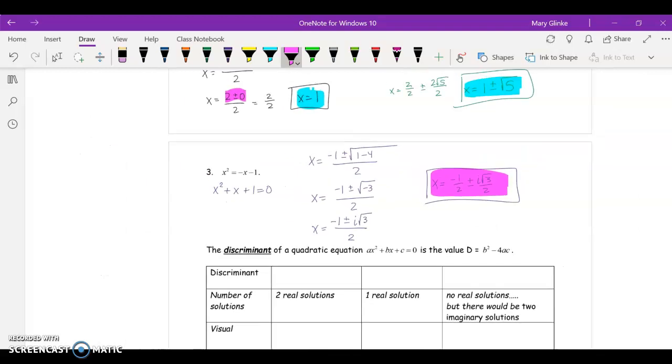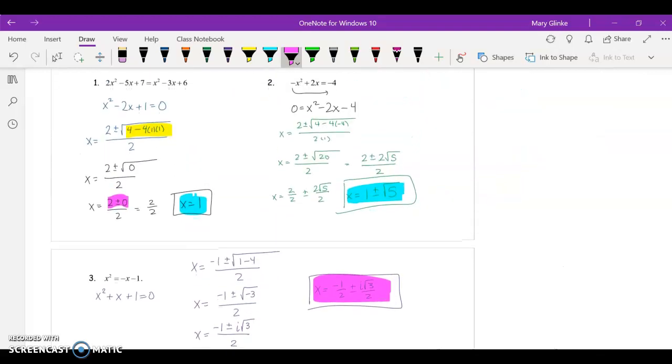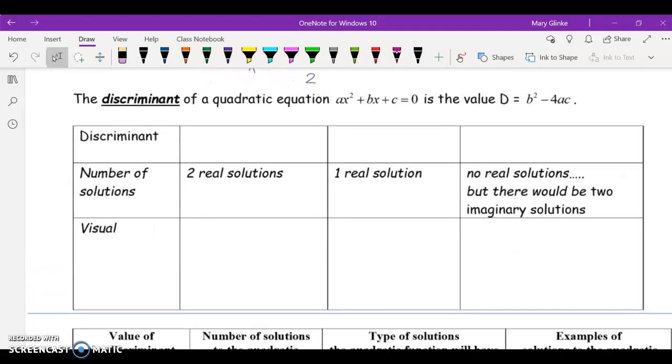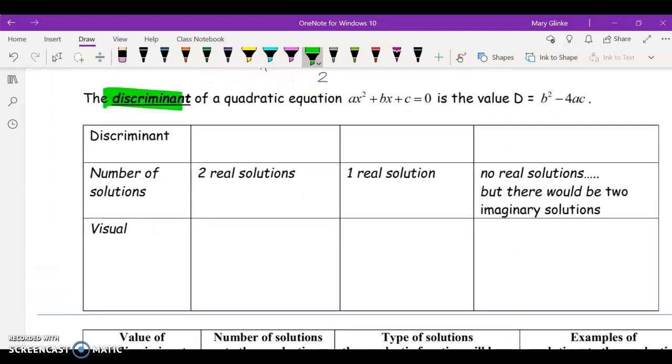So we have 3 different quadratics. We got 3 different solutions. Number 1 gave us one answer. Number 2 gave us 2 answers, but they were irrational. And number 3 gave us 2 answers, but they were imaginary. What is kind of guiding that is something called the discriminant. So the discriminant is the part under the square root. So it's b squared minus 4ac.